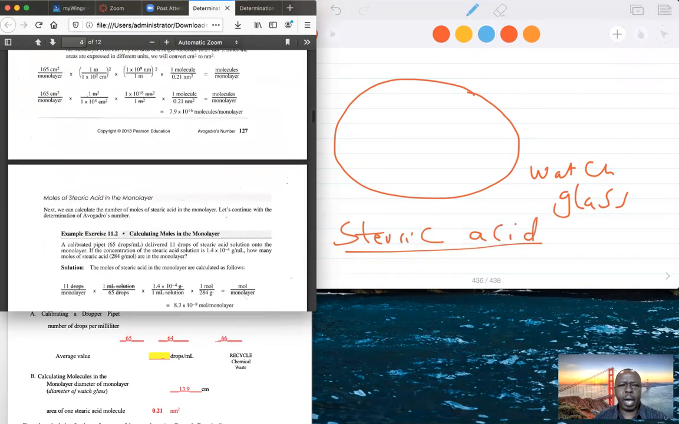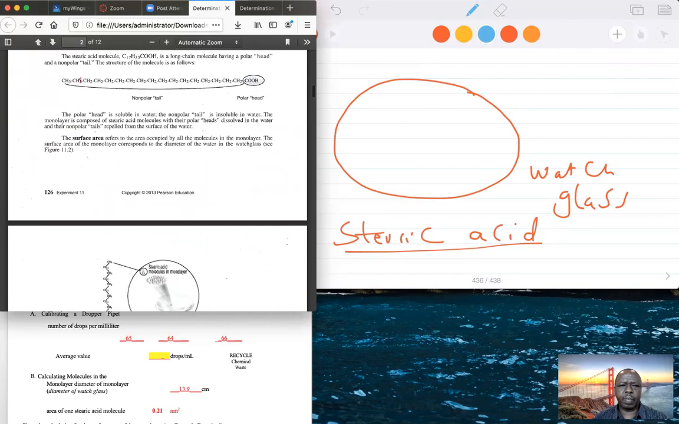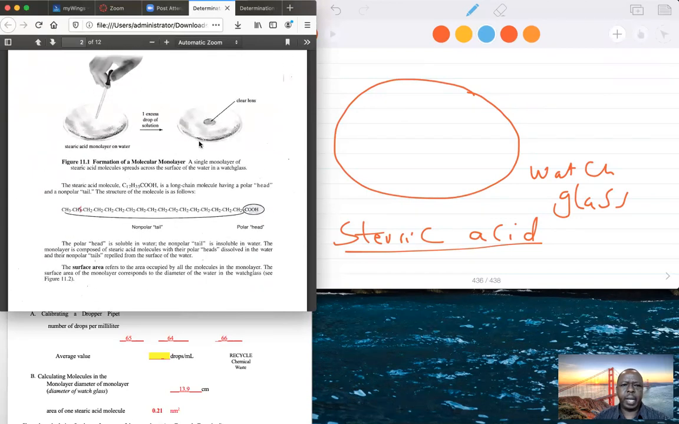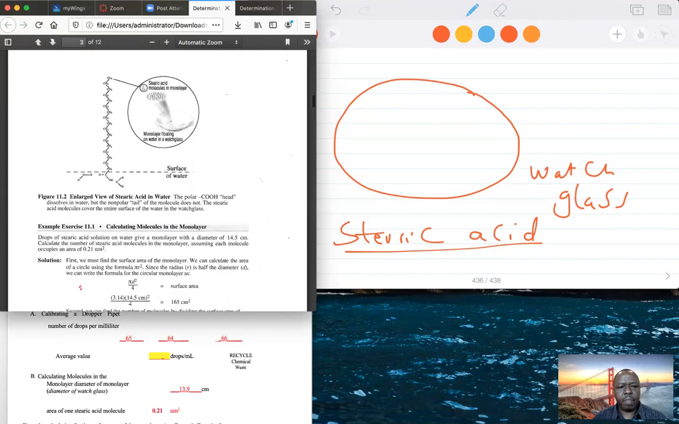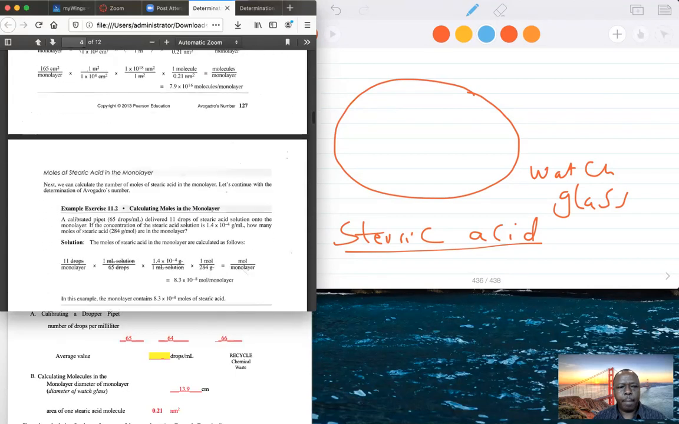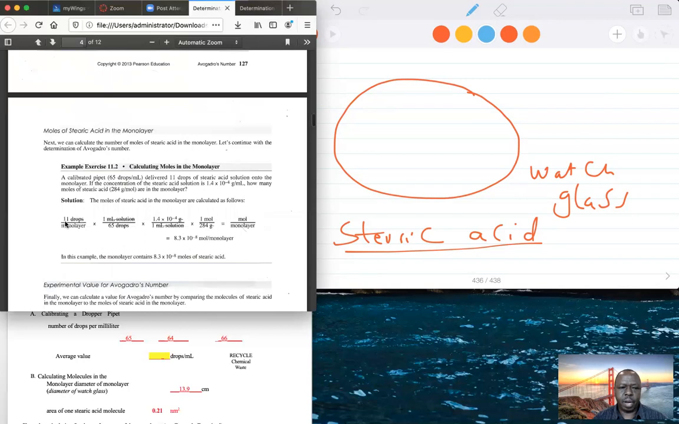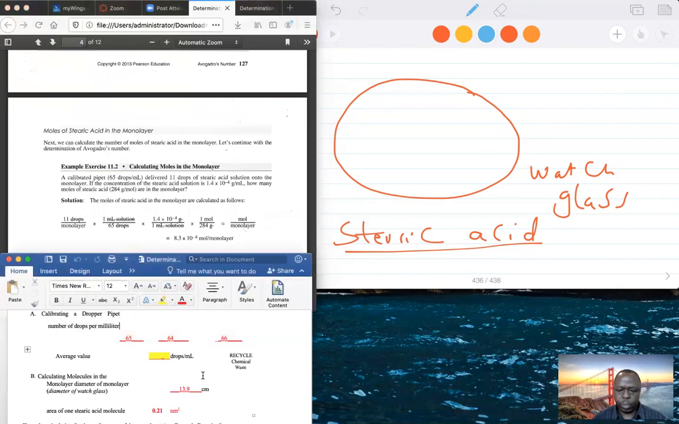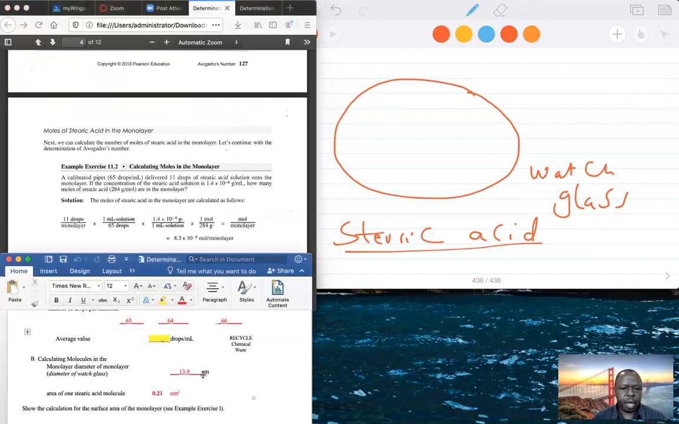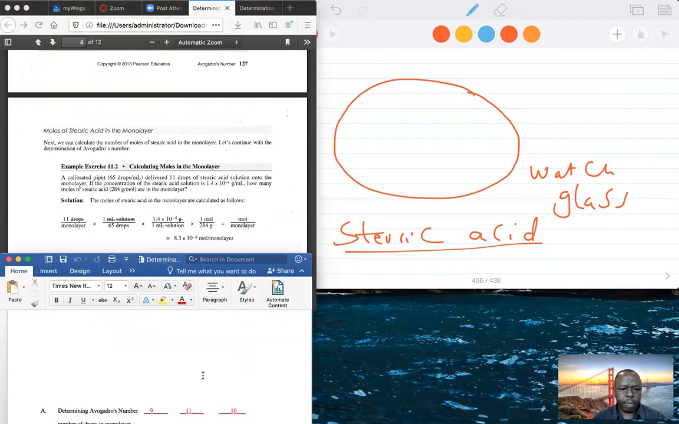That means we had to add 1, 2, 3, 4, 5, 6, 7, 8, 9, 10, and 11, maybe 12. By the 11th drop, we see a clear lens. That means we have formed a monolayer. We stop. It takes 11 drops to form a monolayer. In our case, in the data sheet, which you will have to work with, let's see how many drops it took to make a monolayer.